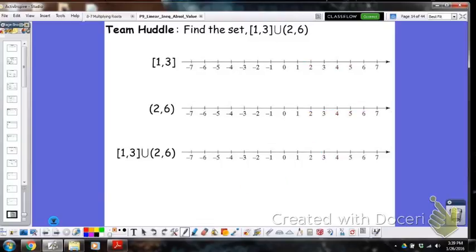So now go ahead and do the same thing for this one. This time we're doing the union. Go ahead and pause the video. When you're ready for the solution, unpause it. So the union of the two graphs will be 1 to 6, including 1 and excluding 6.